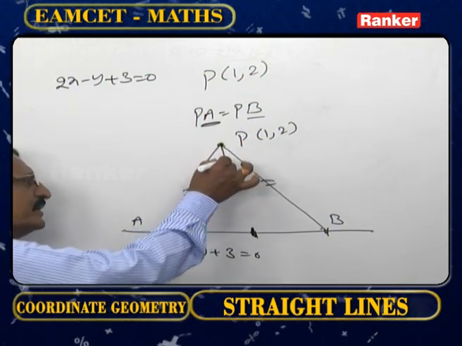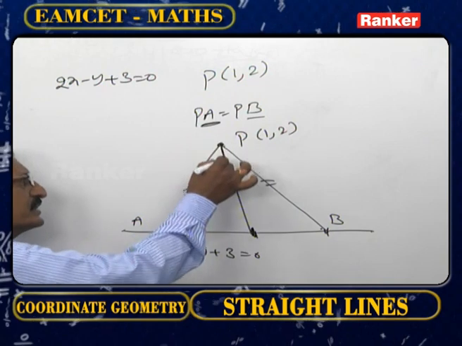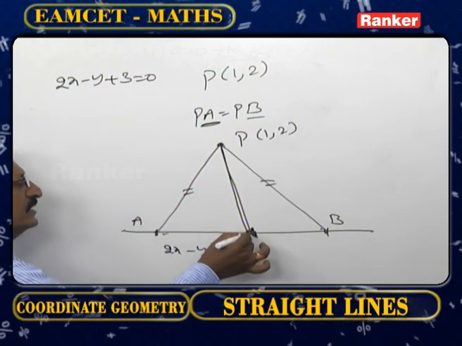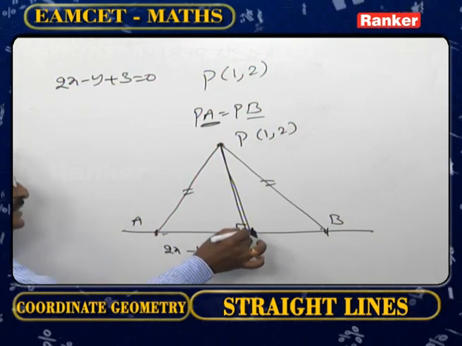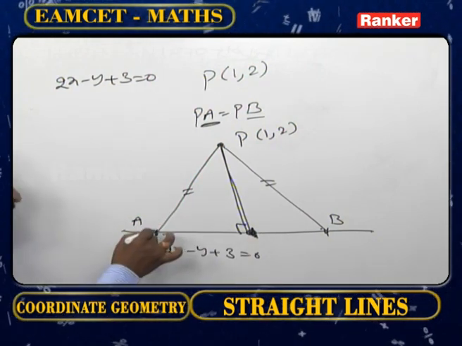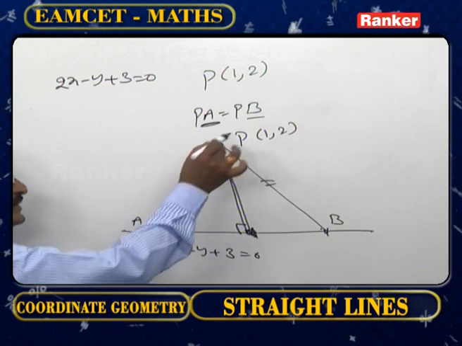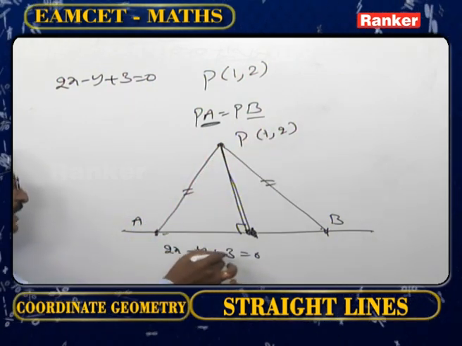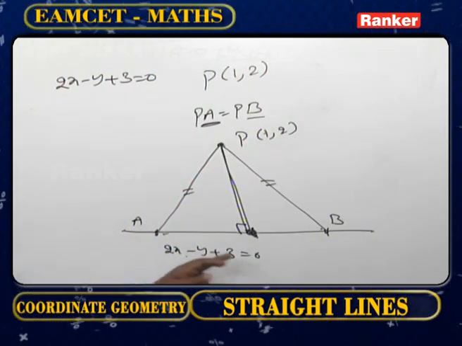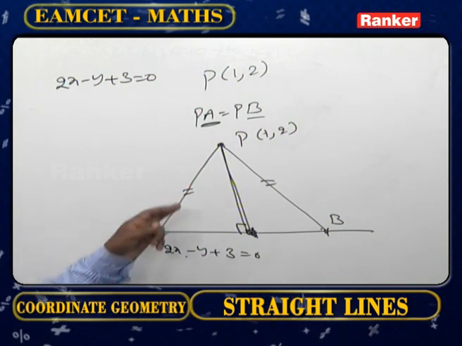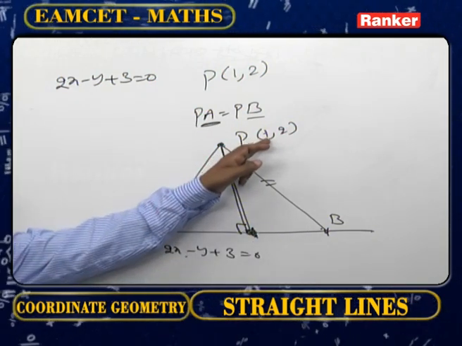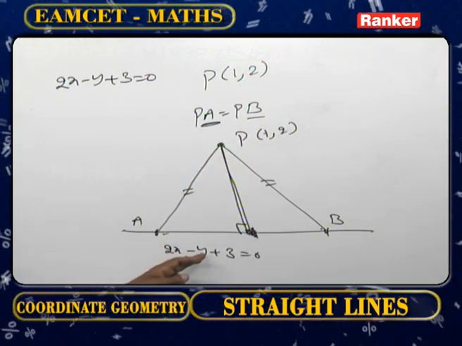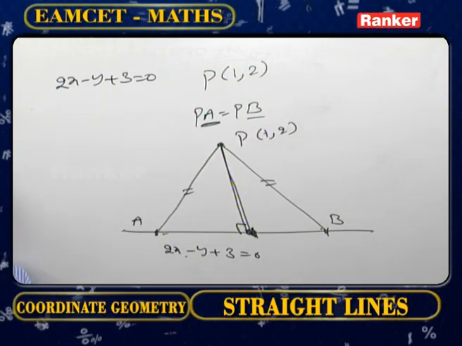Now, if a perpendicular is drawn from the vertex to the base of an isosceles triangle, it necessarily meets at the midpoint. Then the midpoint of AB is nothing but the foot of the perpendicular of P (1, 2) on the line 2x minus y plus 3 equals 0.